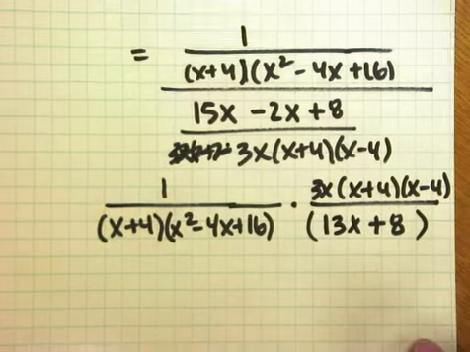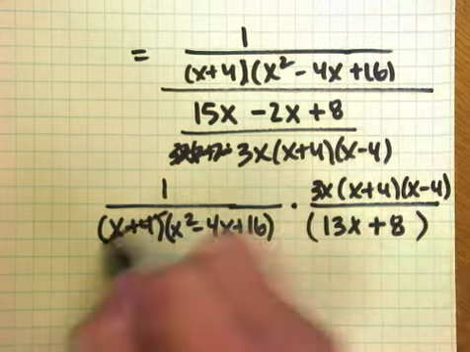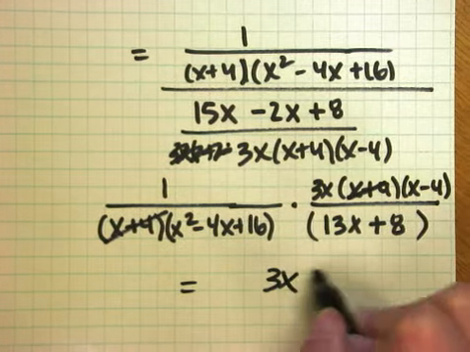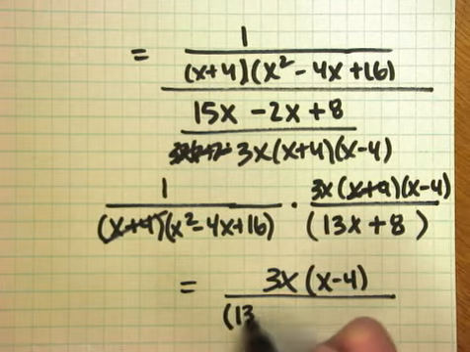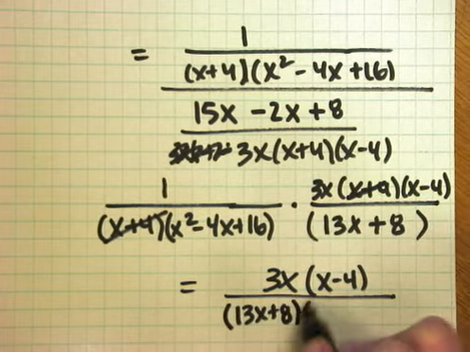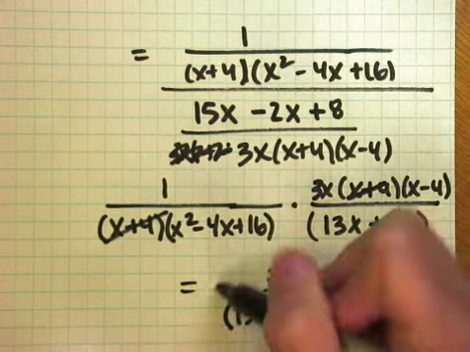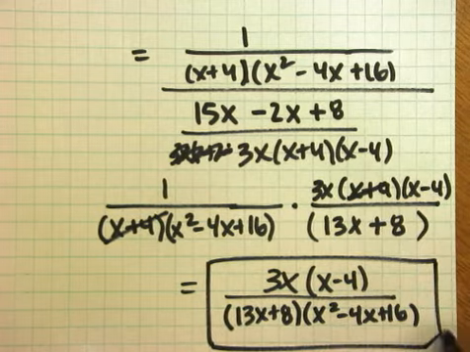And now, anything that is the same on top and on bottom, I can cross cancel, so the x plus 4's cancel out. And this problem ends up with 3x times x minus 4 over 13x plus 8 times x squared minus 4x plus 16. And it doesn't actually simplify farther than that, so even though it looks kind of gross, there's the end of the line.